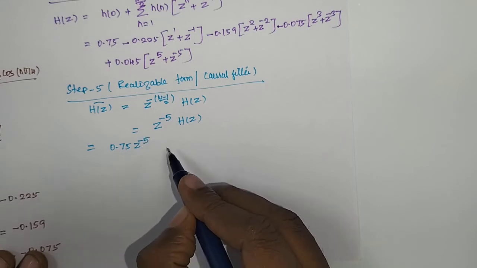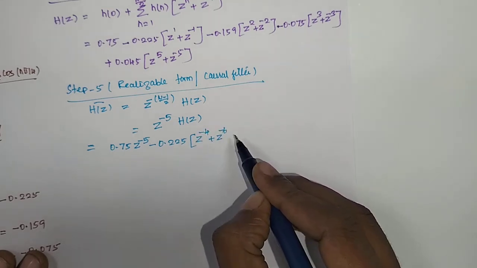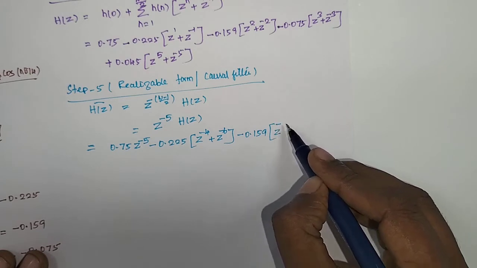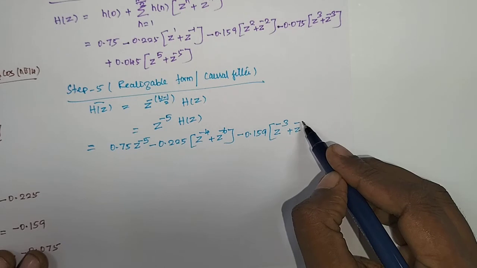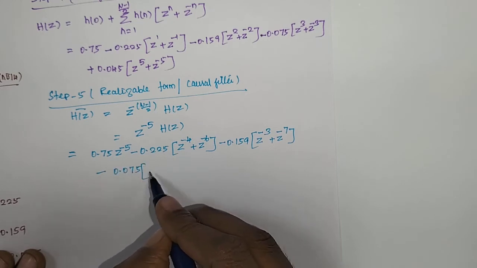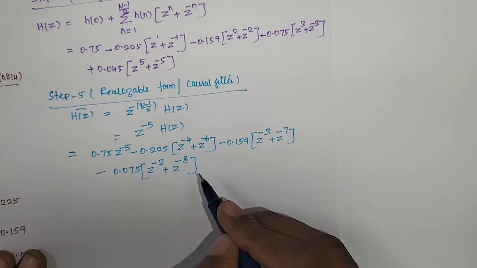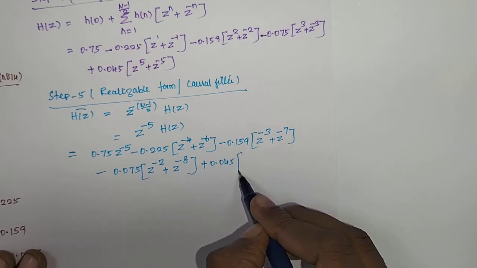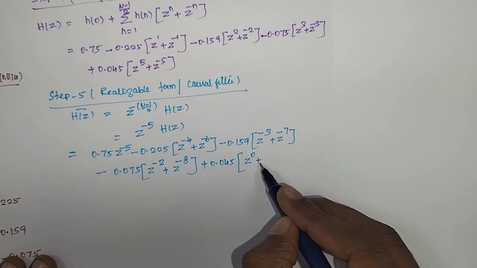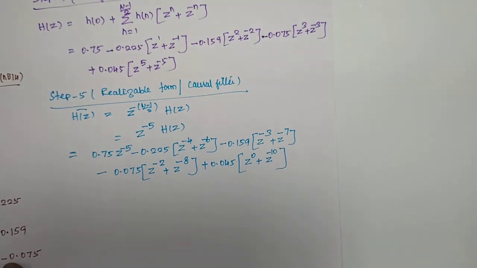0.75 z power minus 5 minus 0.225 [z power minus 4 plus z power minus 6] minus 0.159 [z power minus 3 plus z power minus 7], then minus 0.075 [z power minus 2 plus z power minus 8], then plus 0.045 [z power 0 plus z power minus 10]. So this is the transfer function.